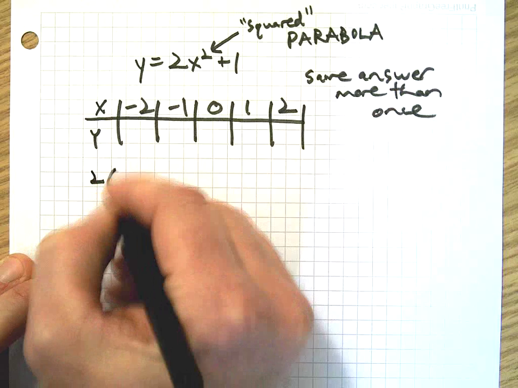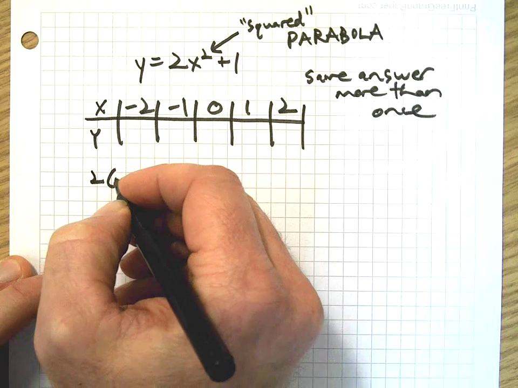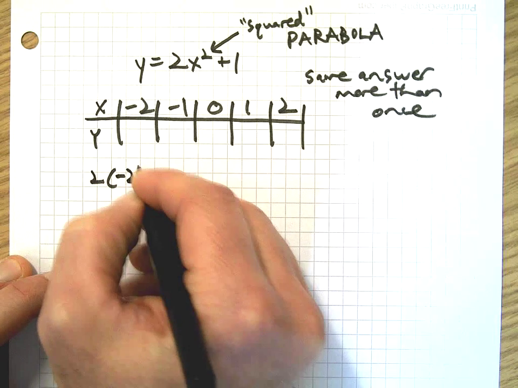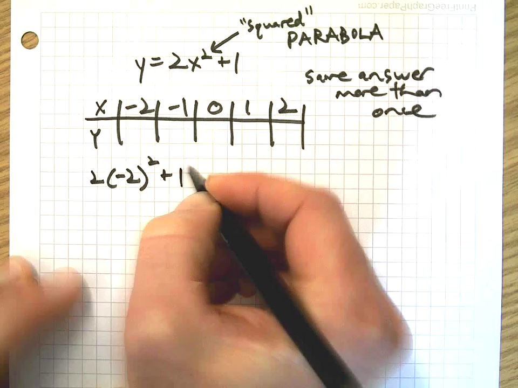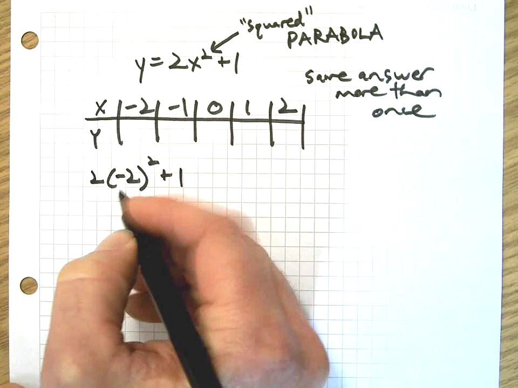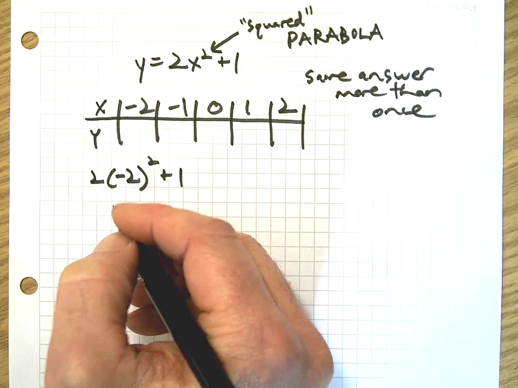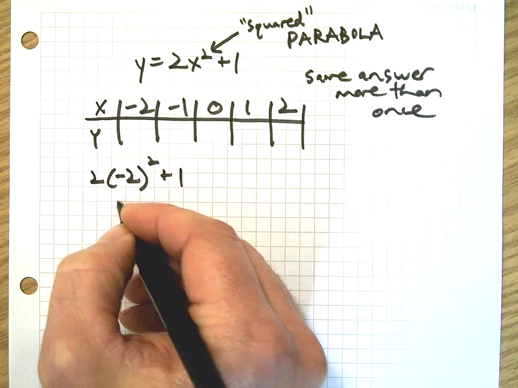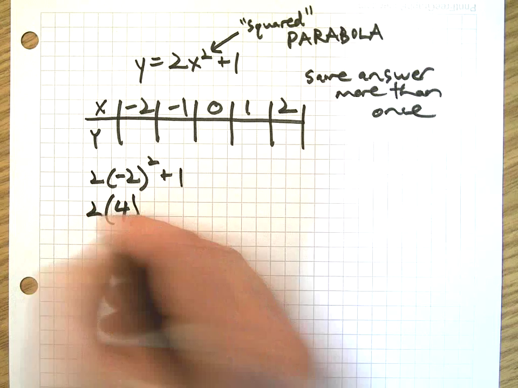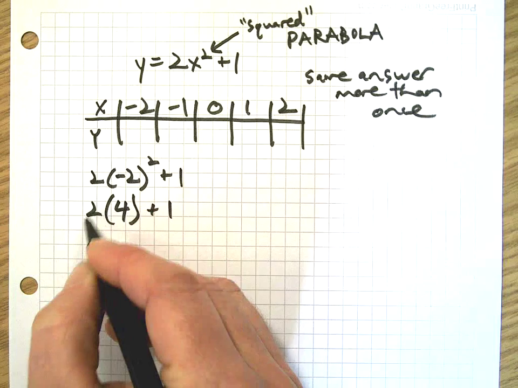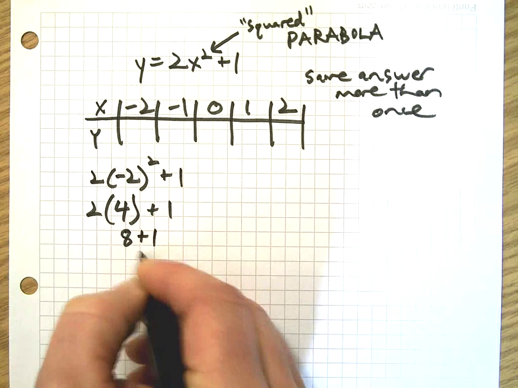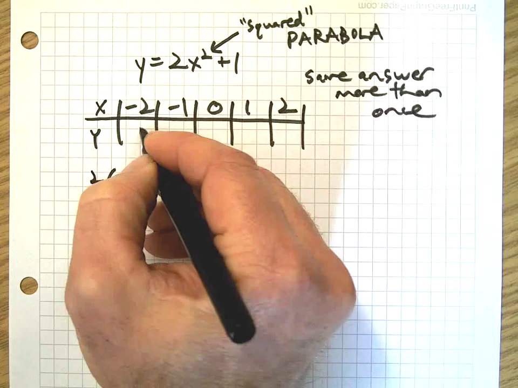Here we go. First thing, do a little substitution here. Always do the square first. And the one rule is same sign, positive answer, right? So -2 squared is 4. Then we're going to take 2 of those squares, add 1, we get 9.